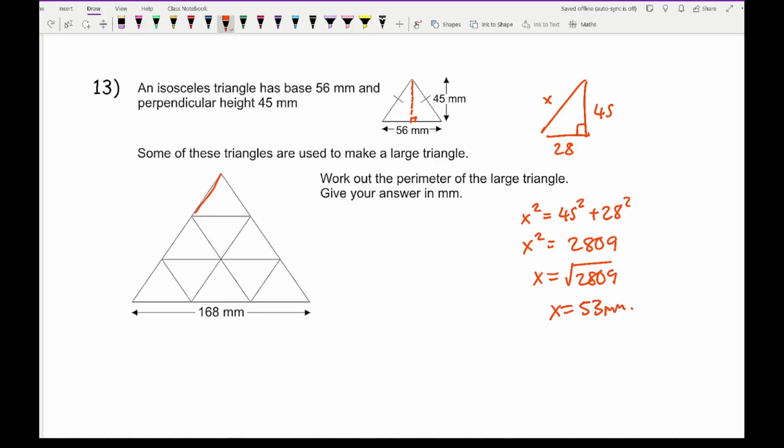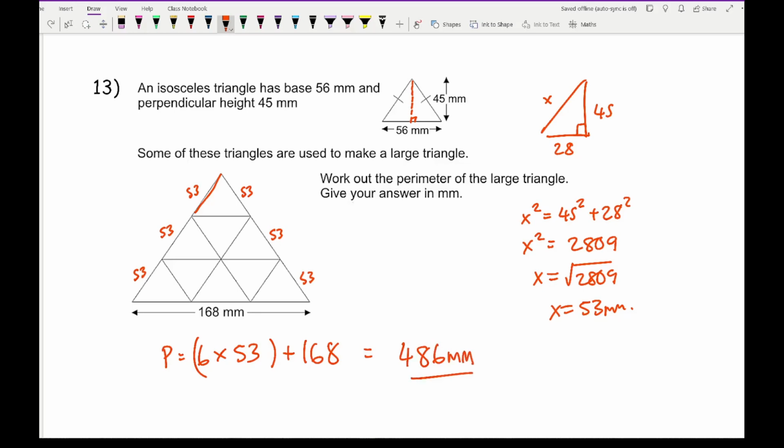So then from this, I know that this is 53, that's 53, that's 53, that's 53, that's 53, and that's 53. So then the perimeter is going to be 6 lots of 53 plus 168. If I type that into my calculator, 6 times 53, which is 318, plus 168, gives me an answer of 486 millimeters.